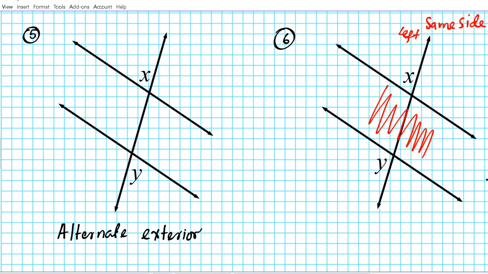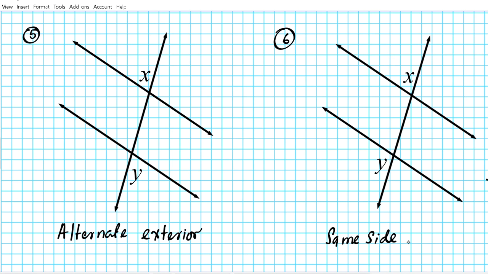All right? So if they are on the exterior on the same side, these two angles are known as same side exterior angles. So that's the answer for question number 6. They're same side exterior angles.